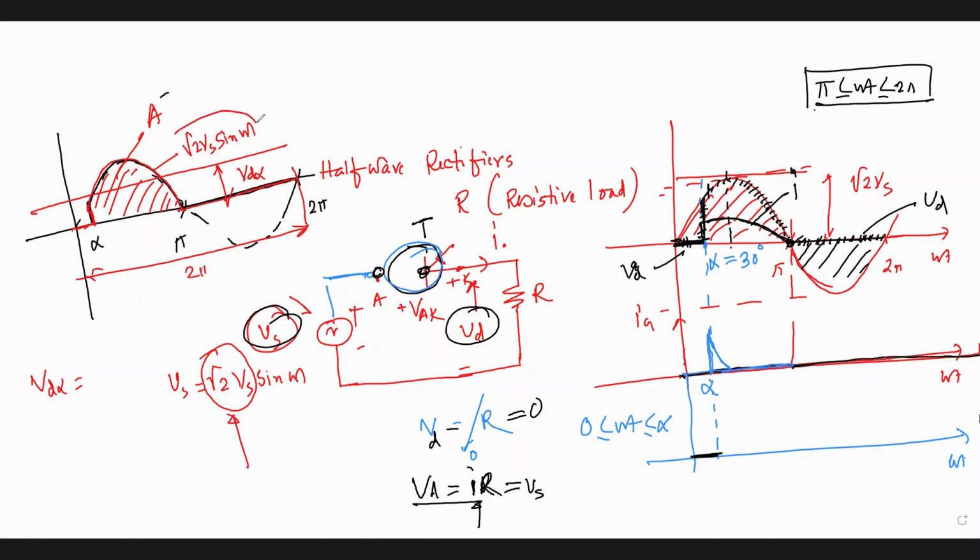You know the equation. From alpha to pi, we have to just integrate it and divide it by the time period, divided by 2 pi.